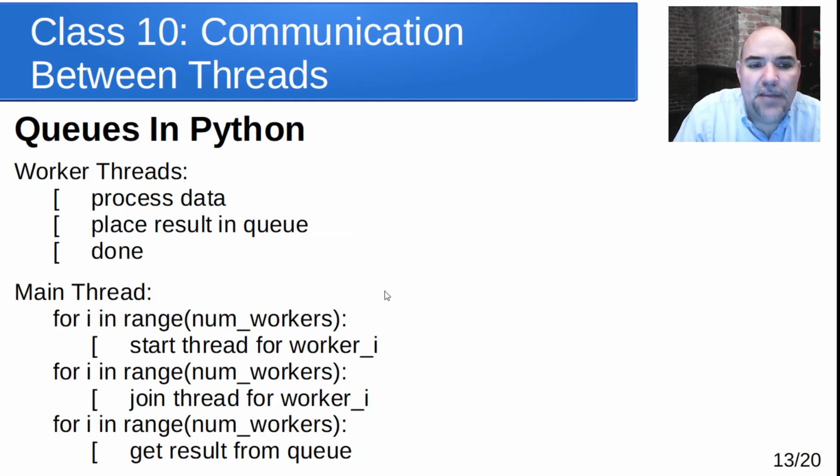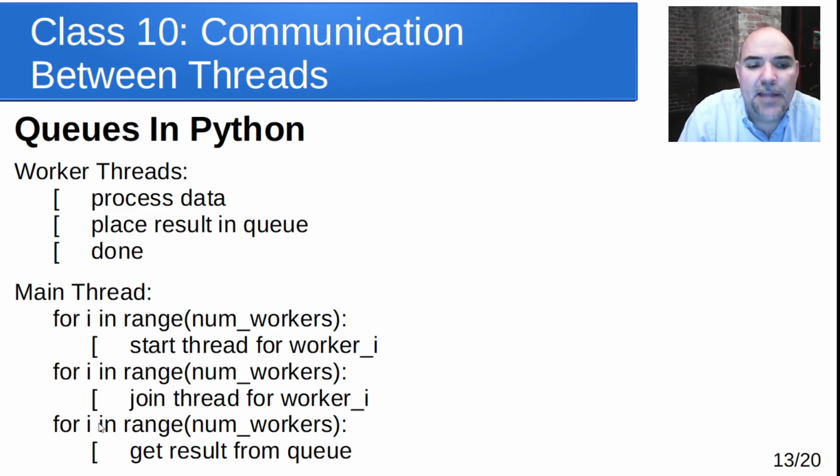All right, so here's how that would work out. This is not real code, this is pseudocode. But here's a worker thread. A worker thread would process data, and then when it has its result, it just puts it in the queue, and then it's done. So compute answer, put your answer in the queue, exit. So the main thread would look like this. So you say, hey, for i in the range, however many worker threads we want, start a thread for each of the workers, and then wait for all of them to finish by using a join for all of the workers.